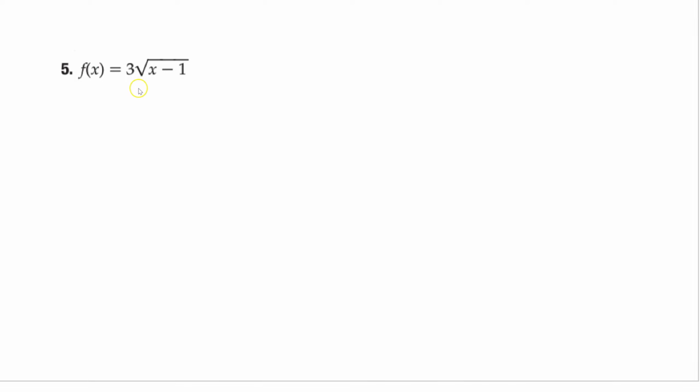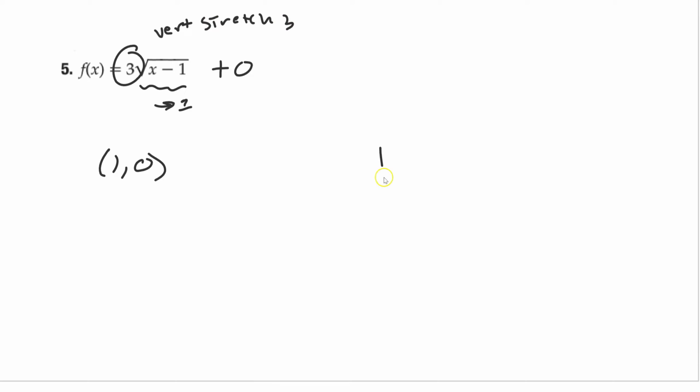Right, so again, where do I start? Inside opposite, so 1. So we're going to go right 1. Outside follow, there's nothing out here, so 0. And then I have a vertical stretch of 3. So I'm going to go 1, 0, and a vertical stretch of 3.